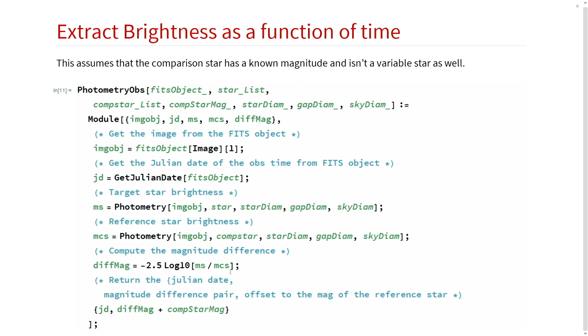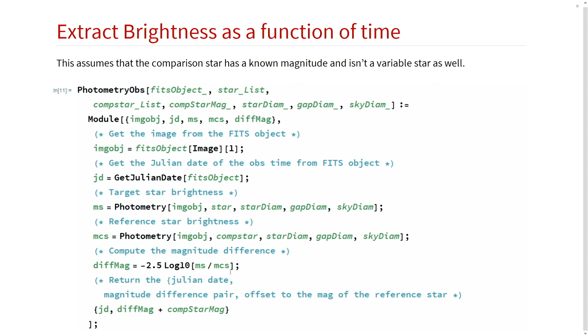So this is pretty straightforward, though. First, we get the image object out of the FITS object. We get the Julian date out of the FITS object. And then we do our photometry calculation on the star. And this will give us the magnitude of the star based on the star diameter, the gap, and the sky diameter. Then we'll do the same thing to the reference star, find the difference in magnitudes, and then we'll return a list comprised of the Julian date and the differential magnitude plus the comparison star magnitude.